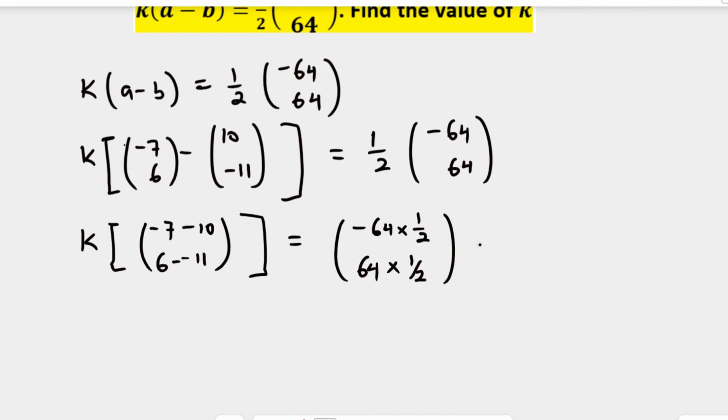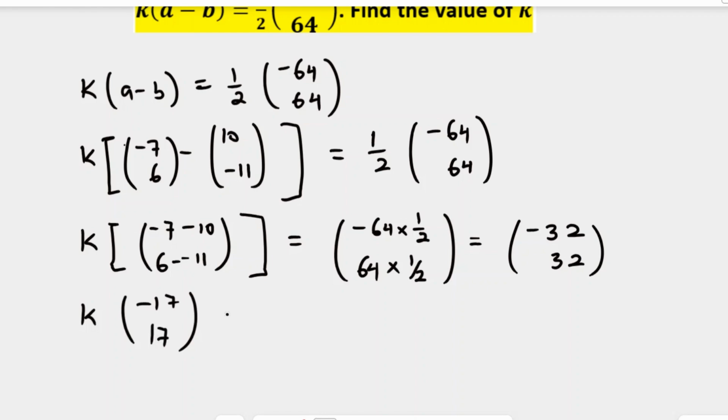Okay, so we can simplify this side, and I want to simplify this one. Half of negative 64 will give me negative 32, and half of 64 is going to give me 32. Now let's simplify this one too. Negative 7 minus 10 is going to be negative 17. And 6 minus negative 11 is going to be 6 plus 11, that is 17. And it is equal to negative 32, 32. So this is what we have.